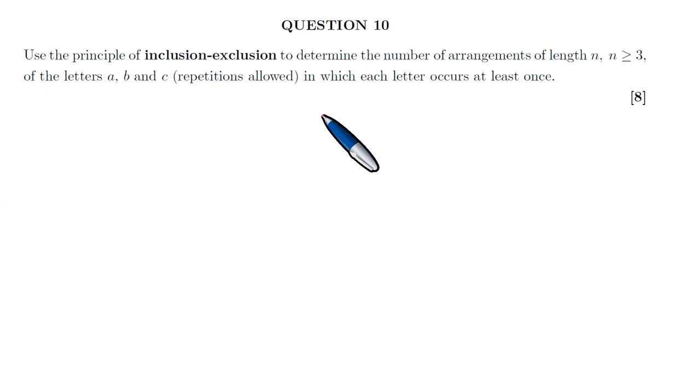A very important concept is called the inclusion-exclusion principle. Use the principle of inclusion-exclusion to determine the number of arrangements of length n, where n is at least three, of the letters A, B, C, repetitions allowed, in which each letter occurs at least once. That's 8 marks. If you get this one, you've already passed the exam. It's a lot of marks, but there's a bit more work there.